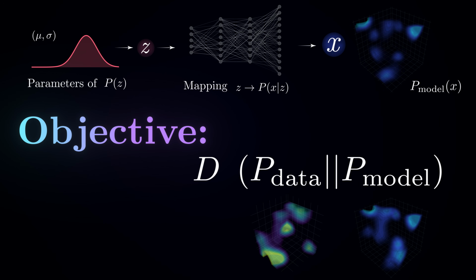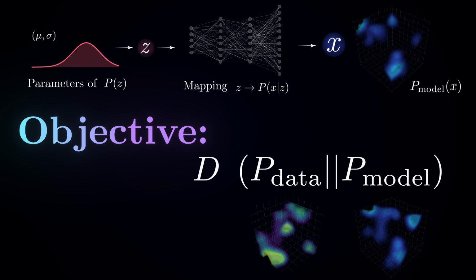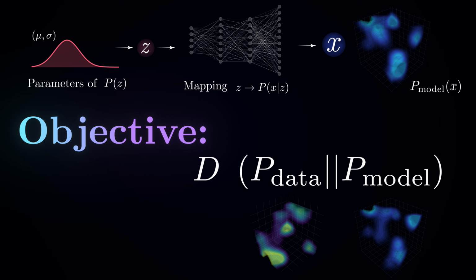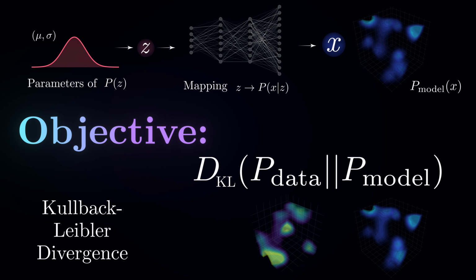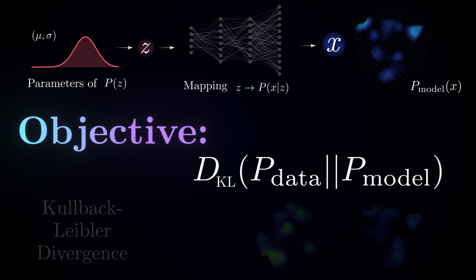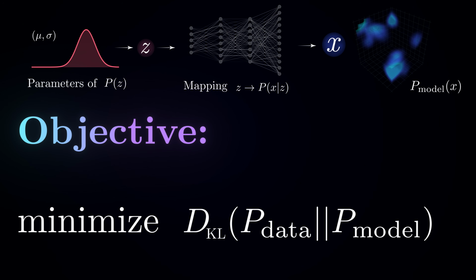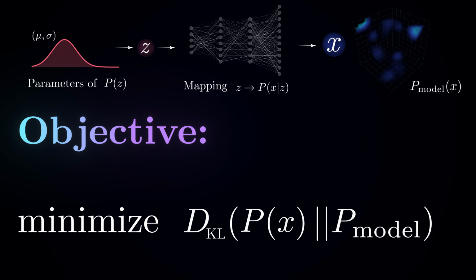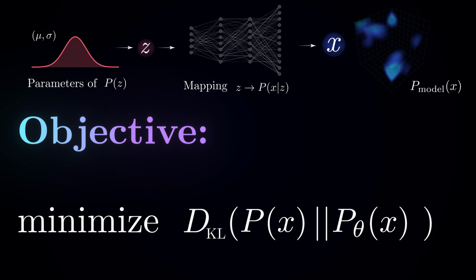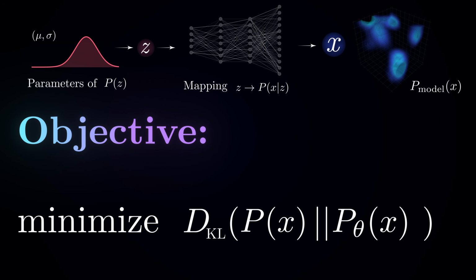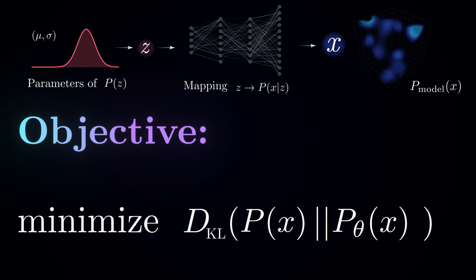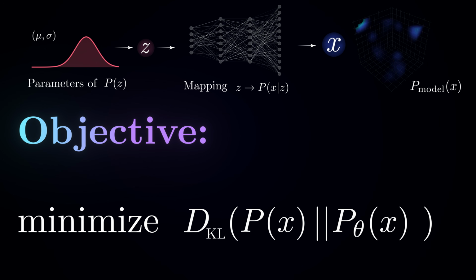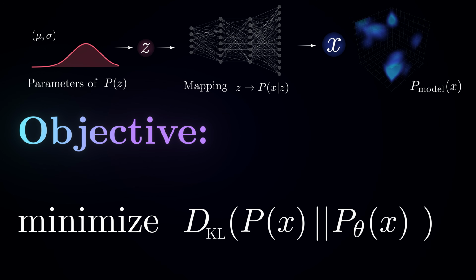There is a natural measure for how much two probability distributions differ, called the Kullback-Leibler divergence. So at the high level, we want to minimize this. By the way, for brevity for the remainder of the video, I will use p of x to refer to the underlying data distribution, and p theta of x to mean the model's approximation of it, where theta is the set of all model parameters over which we're searching.